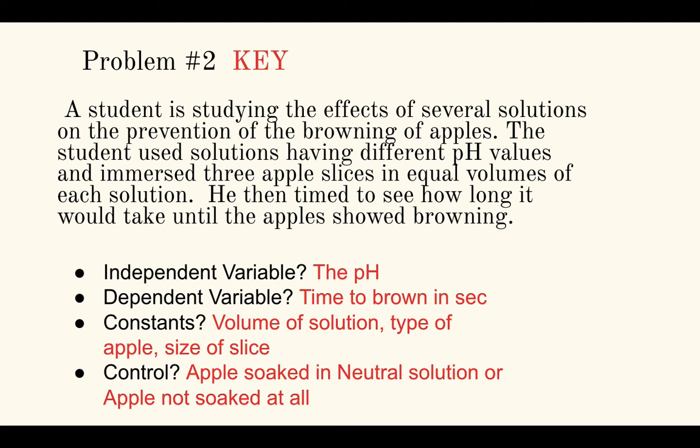So the independent variable was the pH because he was using different pH solutions. The dependent variable, the one he was measuring, was the time to brown in seconds. And the constants would be things like the volume of the solution, the type of apple, the size of the slice. Those would all be important. The control possibly would be the apple soaked in neutral solution because that's sort of the normal pH. Or you might just compare it to an apple not soaked at all. Those would both be possible controls.